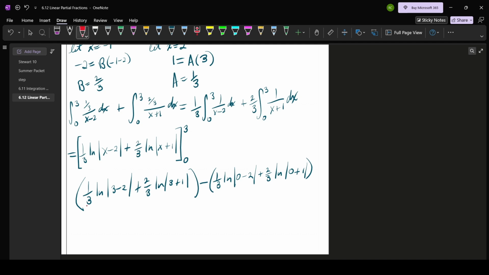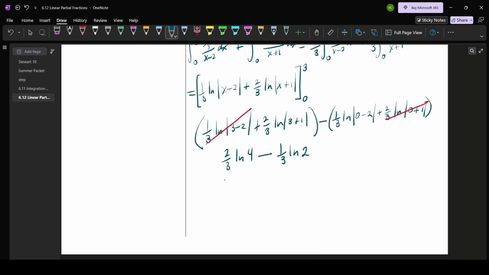out. Nice. Natural log of 4, that's a number. I'm just going to leave it as that. So we have 2/3 natural log of 4 minus 1/3 natural log of 2. And again, here we have natural log of 1, which is 0, so that term cancels out.